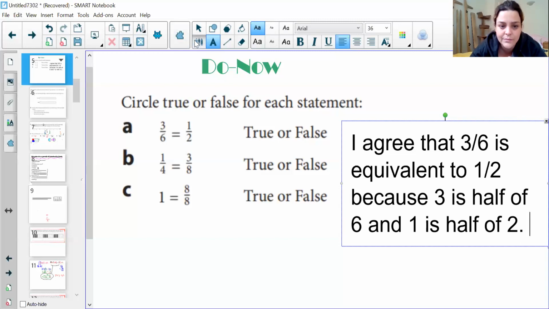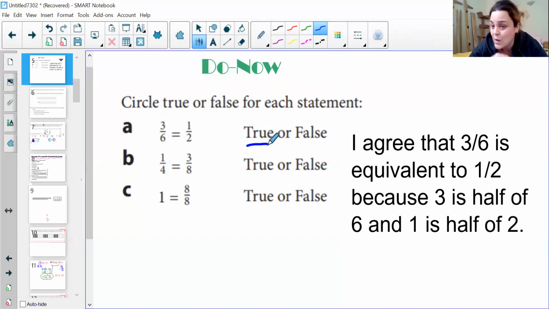So I'm going to grab a pen, and I'm going to underline true or circle it. Circle it. Okay, the next one, let's try it. The first one was a little bit easier to determine whether or not it was equivalent. But maybe for the second one, we're going to have to use a bar model to represent it. It says 1/4 is equivalent to 3/8. Here we have different denominators and different numerators as well.